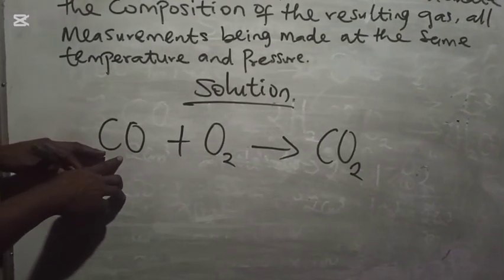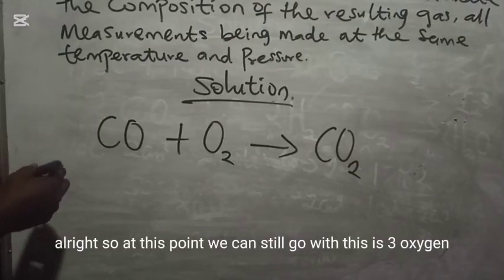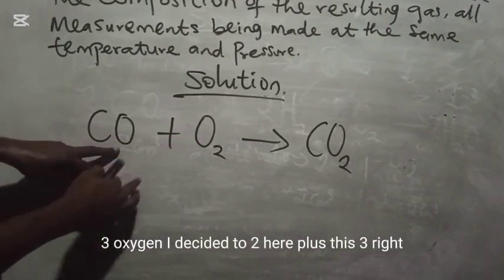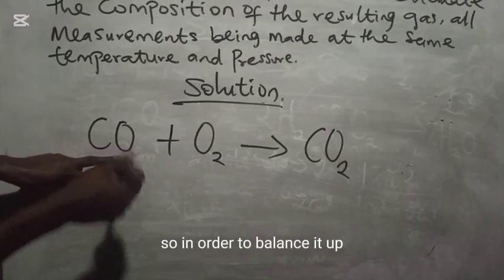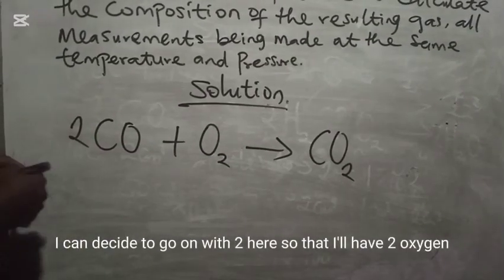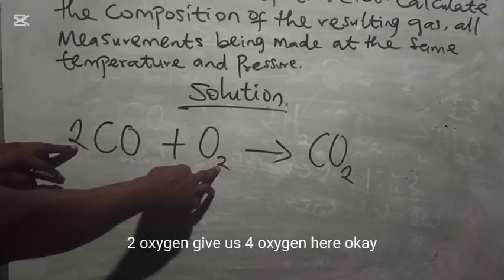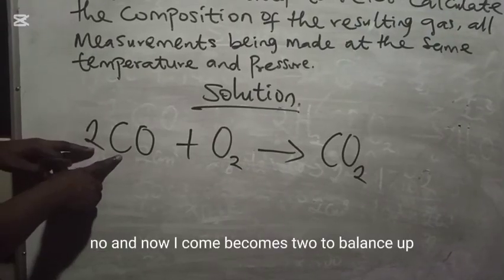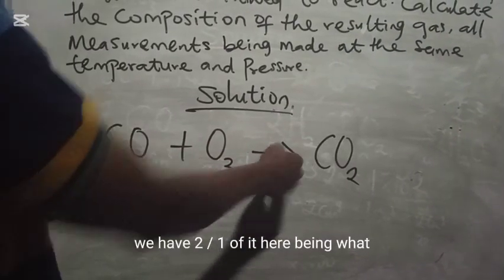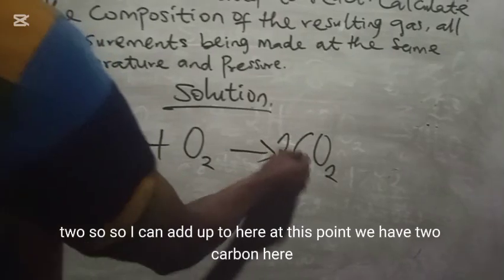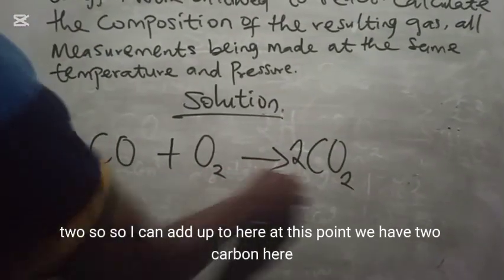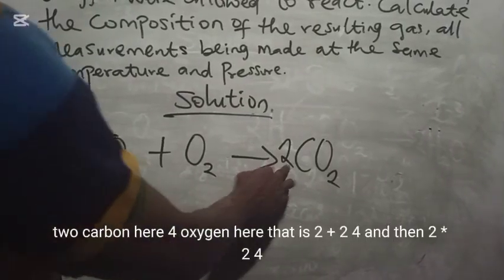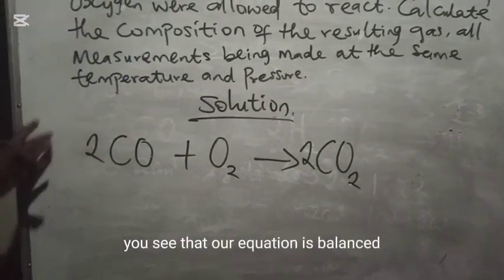So at this point, we can still go with this three oxygen. Three oxygen is 2 here plus this one, right? So in order to balance it up, I can decide to go on with 2 here, so that I will have two times two give us four oxygen here. Now our carbon becomes two. To balance up, you have two divided by one here being what? Two. So I can add a 2 here. So at this point, we have two carbon here, four oxygen here. That is 2 plus 2, 4, and then 2 times 2, 4. You see that our equation is balanced.